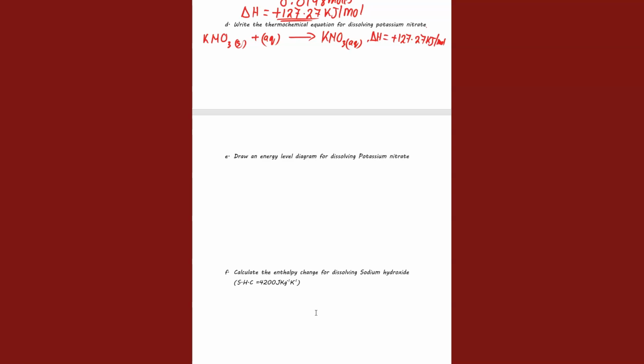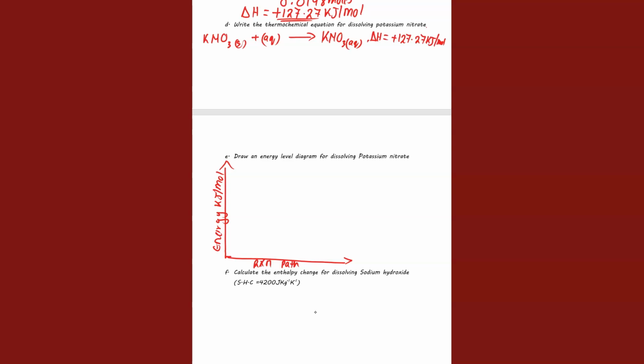Then you are told to draw an energy level diagram for dissolving potassium nitrate. First thing we need to know when you are drawing an energy level diagram is the type of reaction. Is it endothermic or exothermic? Now for this reaction, we have already determined that it is an endothermic reaction. Now in an endothermic reaction, when you are drawing the enthalpy diagram, on the x-axis we normally write the reaction path. On the y-axis is normally energy in kilojoules per mole.